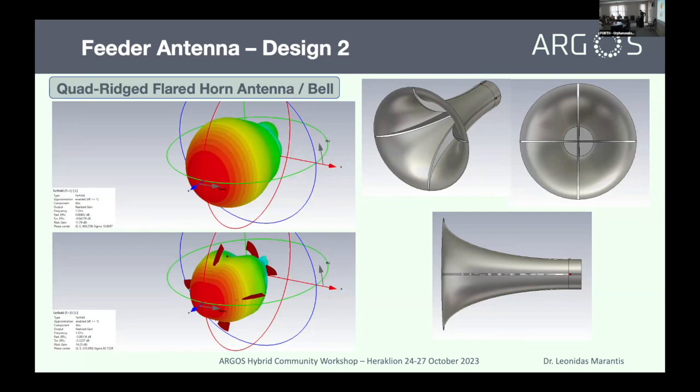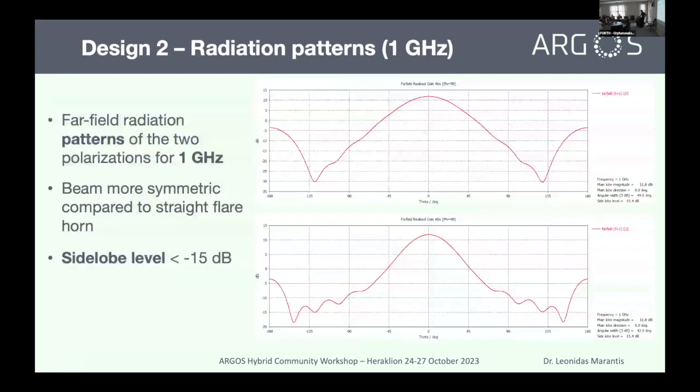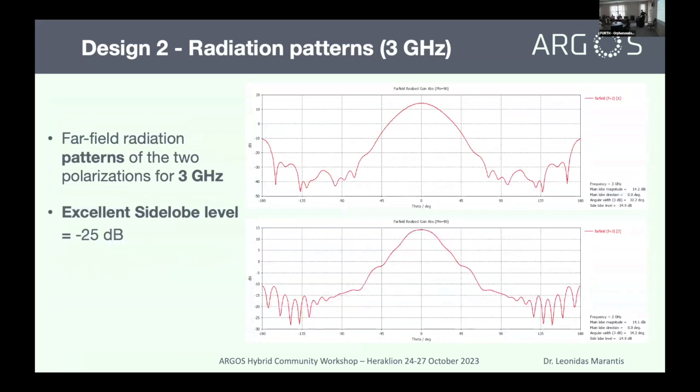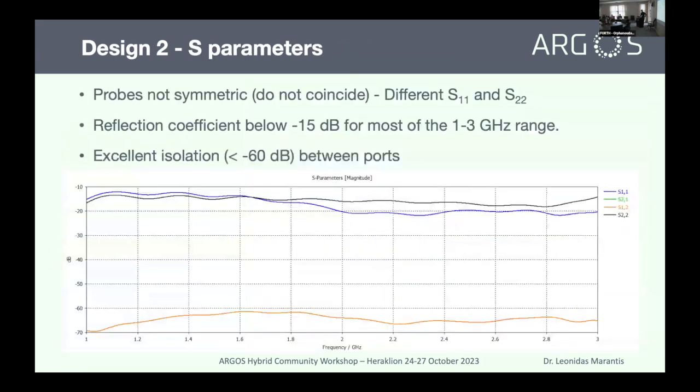And you can see the 3D radiation patterns for 1 and 3 gigahertz. And here you can see the difference. The two cuts are more similar. The radiation beam of the antenna is more symmetric. And the side lobe level, as we go up, is really good. It goes down to minus 21 and minus 25. So this was a very good improvement that we achieved with this type of design.